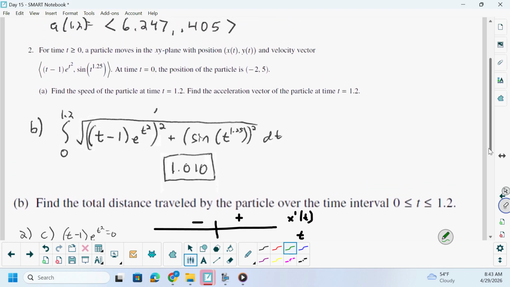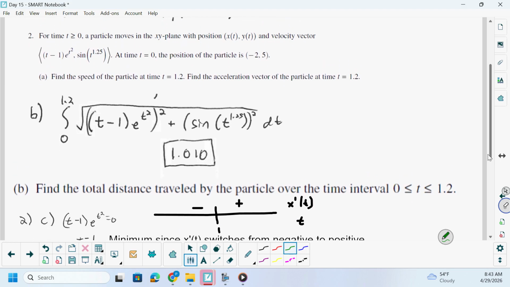Total distance traveled is same as saying the arc length of the path. So arc length for parametric is just integral of that same speed setup, but without the 1.2 subbed in for t, so you get 1.010.